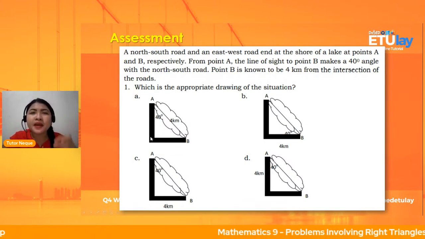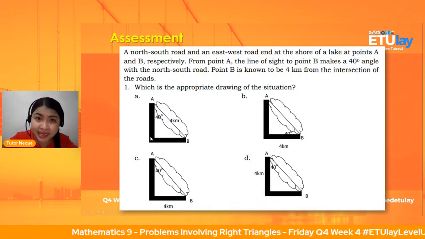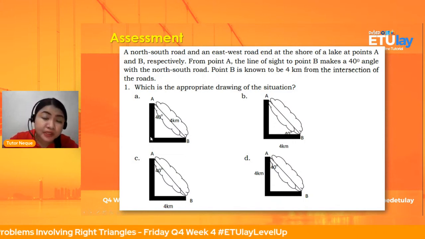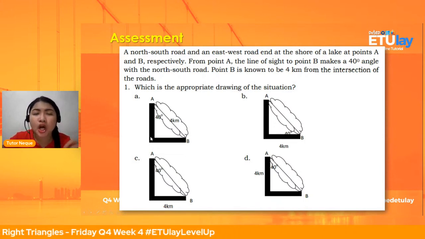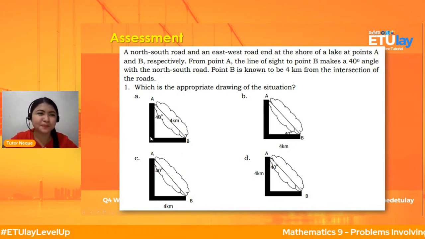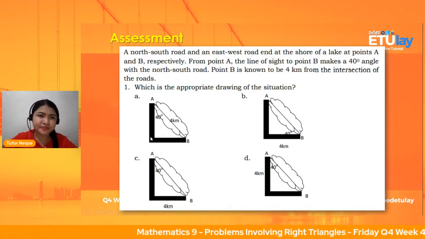Ulitin ko: opposite and hypotenuse sa ating sine, cosine, adjacent tsaka hypotenuse, and tangent, opposite tsaka adjacent. Lagi kasing lumalabas yan si tangent. Now, marami ng koda si ma'am.